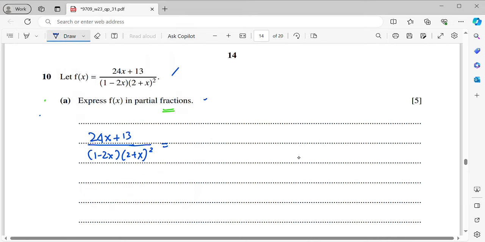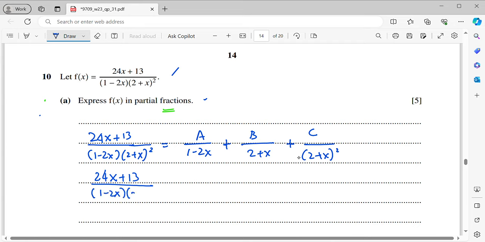So now I would write A over 1 - 2x plus, now the second factor is basically a repeated linear factor, so we have to write 2 + x with degree 1 first and then followed by 2 + x with degree 2. All these are linear factors, so the numerators will be constants, A, B, C. Then the next step is to get the same denominator as on the left-hand side.